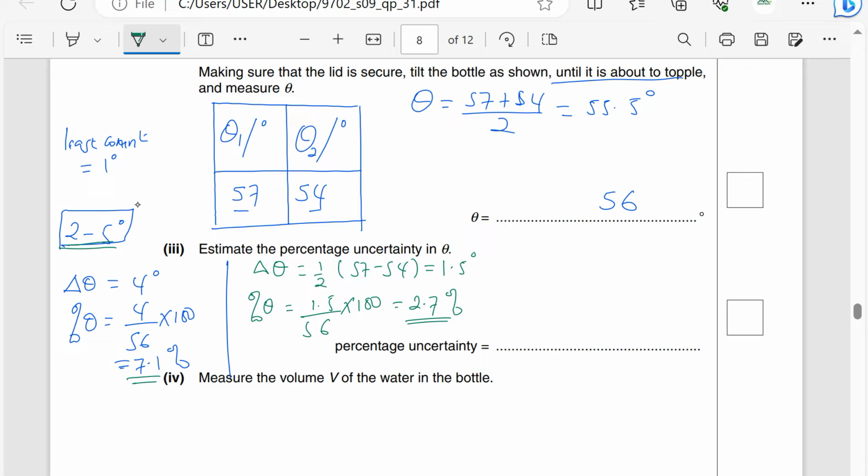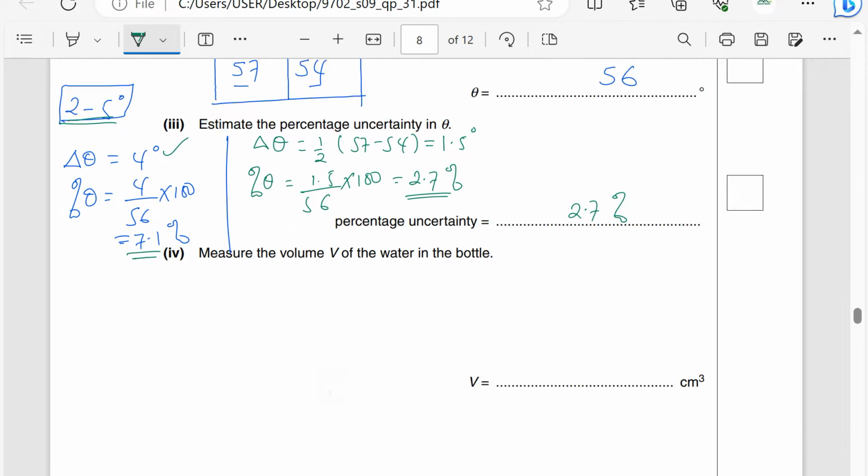And the method is either you have chosen an absolute uncertainty which makes sense, or you have calculated the absolute uncertainty from half of the range. So I'll just take one of the values. I will say maybe it is 2.7%. It can also be 7.1%.